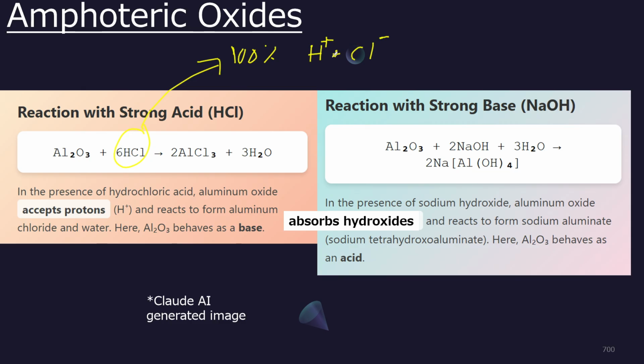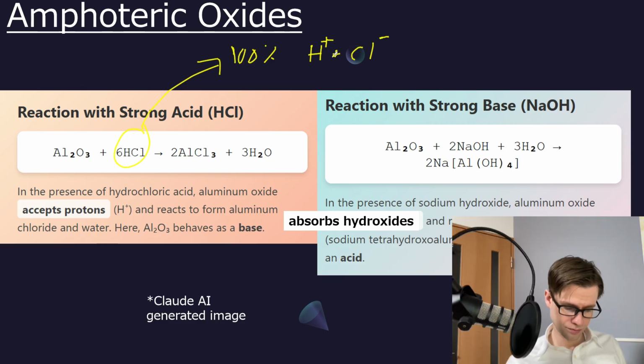So in the presence of sodium hydroxide, aluminum oxide absorbs hydroxides and reacts to form sodium aluminate, sodium tetrahydroxoaluminate. So here it behaves as an acid. Okay, it's not releasing H+, but it is removing OH- by complexing with it. So IB loves to use this example. Make sure you know it pretty well.